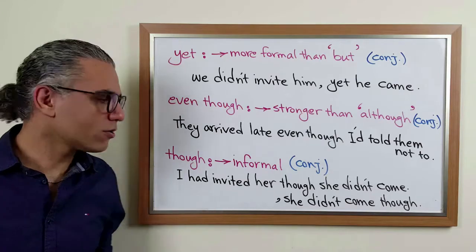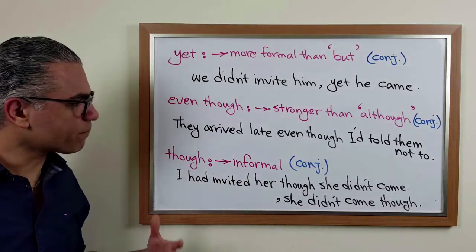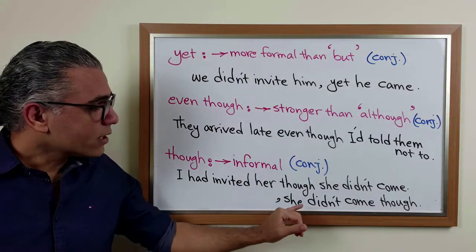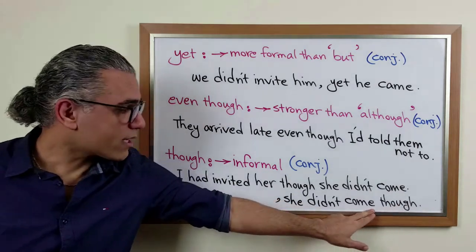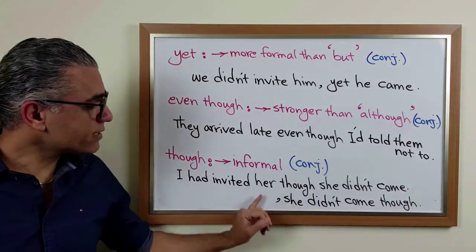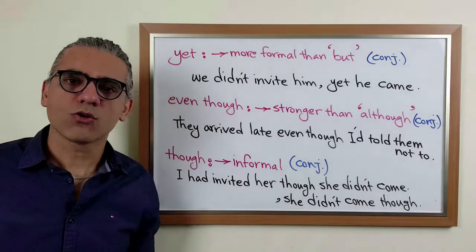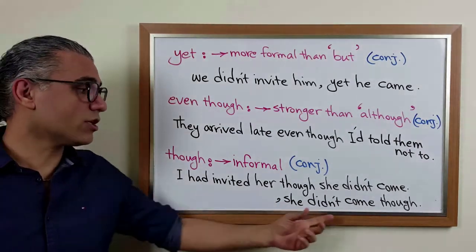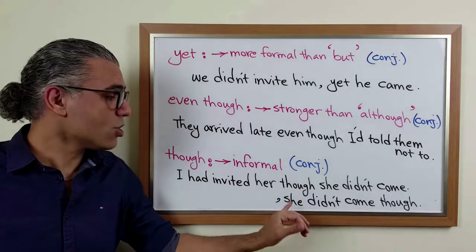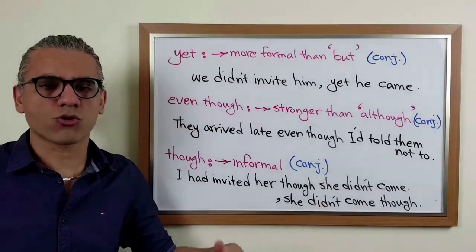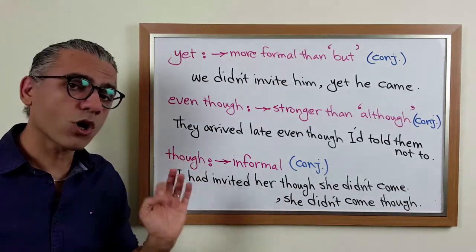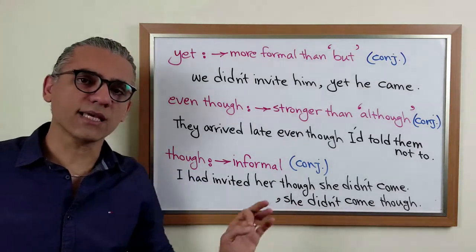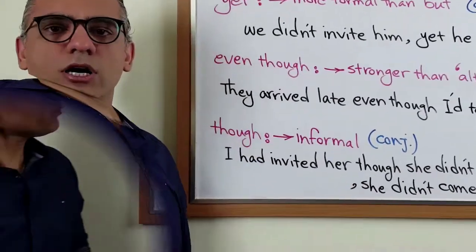For a stronger contrast. But we can only use though like this. I had invited her, she didn't come though. We use it in spoken English. So she didn't come though, but we can never say she didn't come although, or she didn't come even though. We can only bring though at the end of the sentence for contrast.